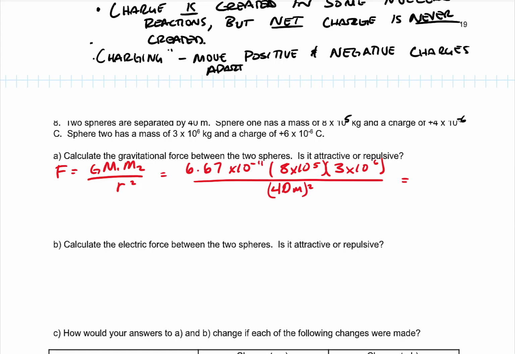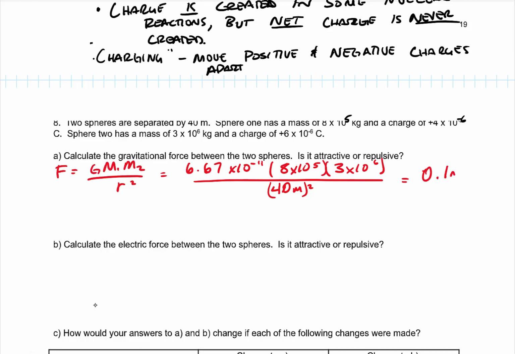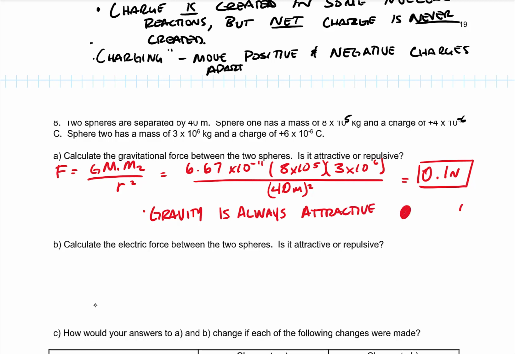squared. So to calculate that, and again, we're going to use the calculator to do it. So 6.67 times 10 to the negative 11th times 8 times 10 to the 5th times 3 times 10 to the 6th divided by 40 squared. So the gravitational force comes out to be 0.1 newtons. So that's our gravitational force, and gravity is always attractive. So for these two masses, sphere 1 and sphere 2, the gravitational force is towards each other. Calculate the electric force between these two spheres.